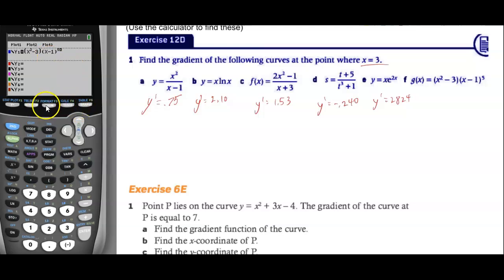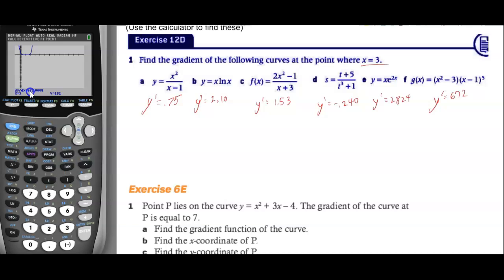Okay, so we're going to do a graph. And then we're going to do second calc. Second calc. Derivative, 6, 3, enter. 672. Okay? Isn't that easy? Super easy.